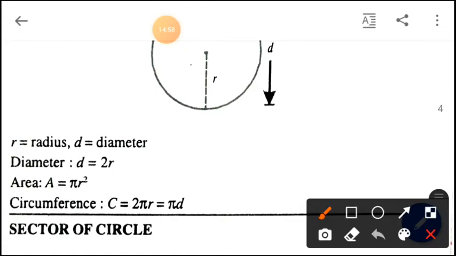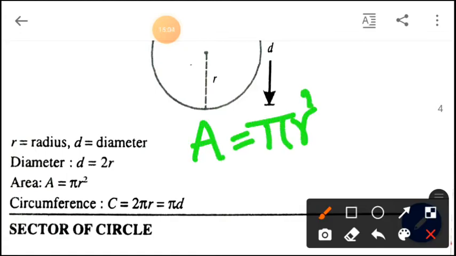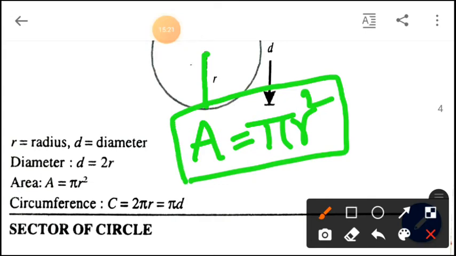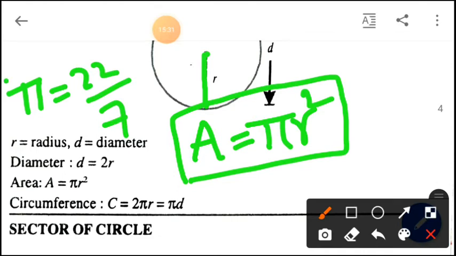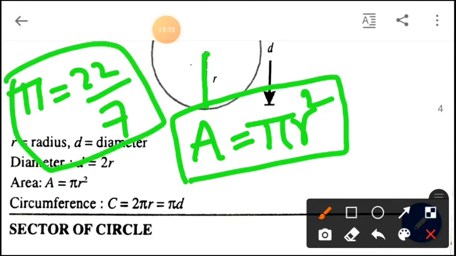Area of a circle A is equal to pi R square. Here R is the radius of the circle. Radius means the distance from center to any point on the circle is called the radius. So A is equal to pi R square. This formula gives us area of a circle. Here R is the radius. Value of pi is equal to 22 by 7.